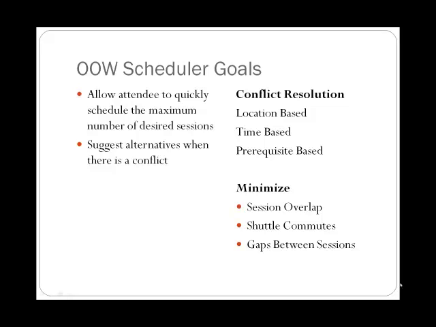The application is intelligent because it checks for and resolves time and location conflicts by minimizing session overlap and shuttle commutes. It maximizes value for the attendee by minimizing gaps between sessions. Additionally, it resolves prerequisite conflicts by ensuring that an attendee is registered for Part A of a presentation if the attendee attempts to register for Part B, and vice versa.